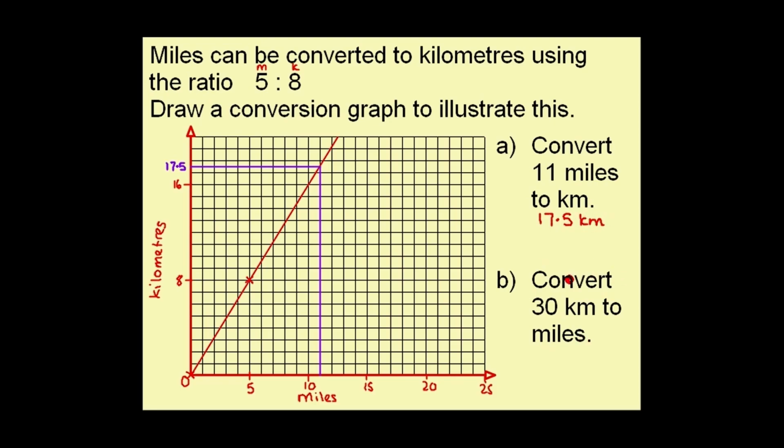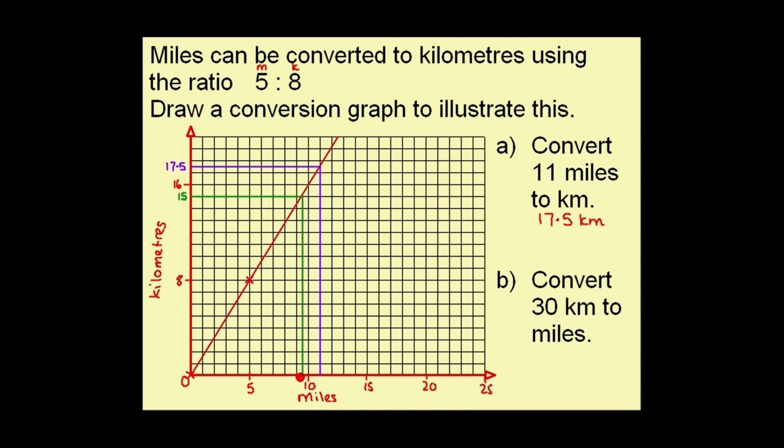Now for this one, I'm asked to convert 30 kilometres to miles. So I'm looking for 30 on the kilometres axis. Now we've got a problem here because it doesn't go up to 30, so I need to find another number I could use. Half of 30 is 15, and it does go up to 15, so I'm going to use that and then double it to get 30. So I'm going to go across from 15 until I meet my conversion graph. Then down until I meet the miles axis.